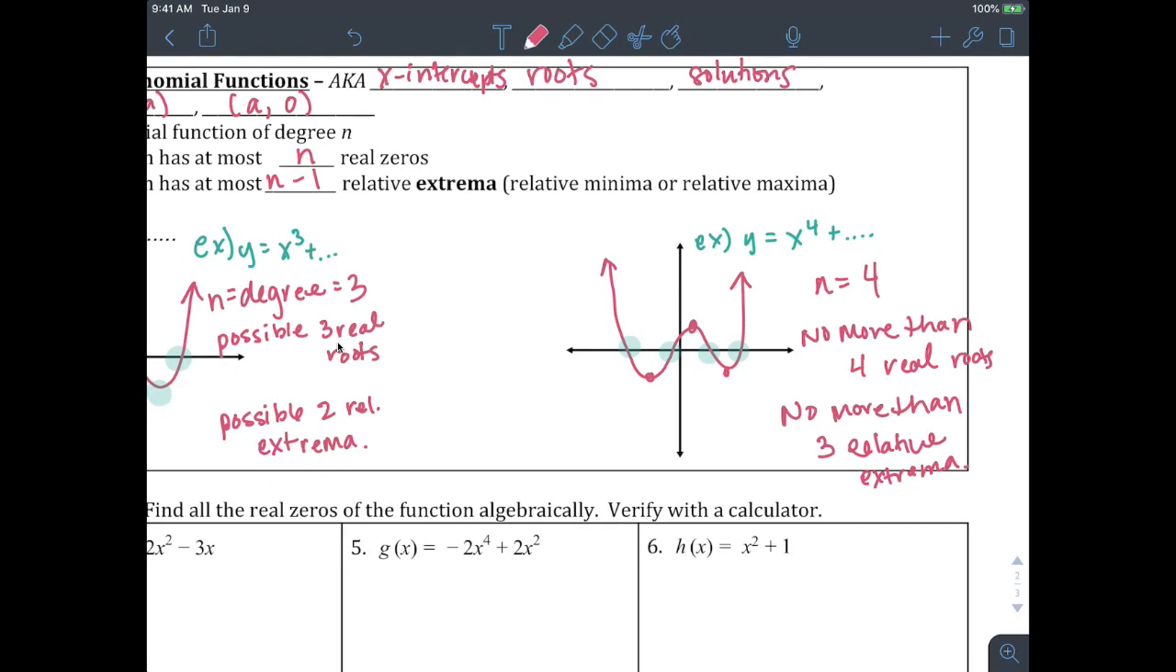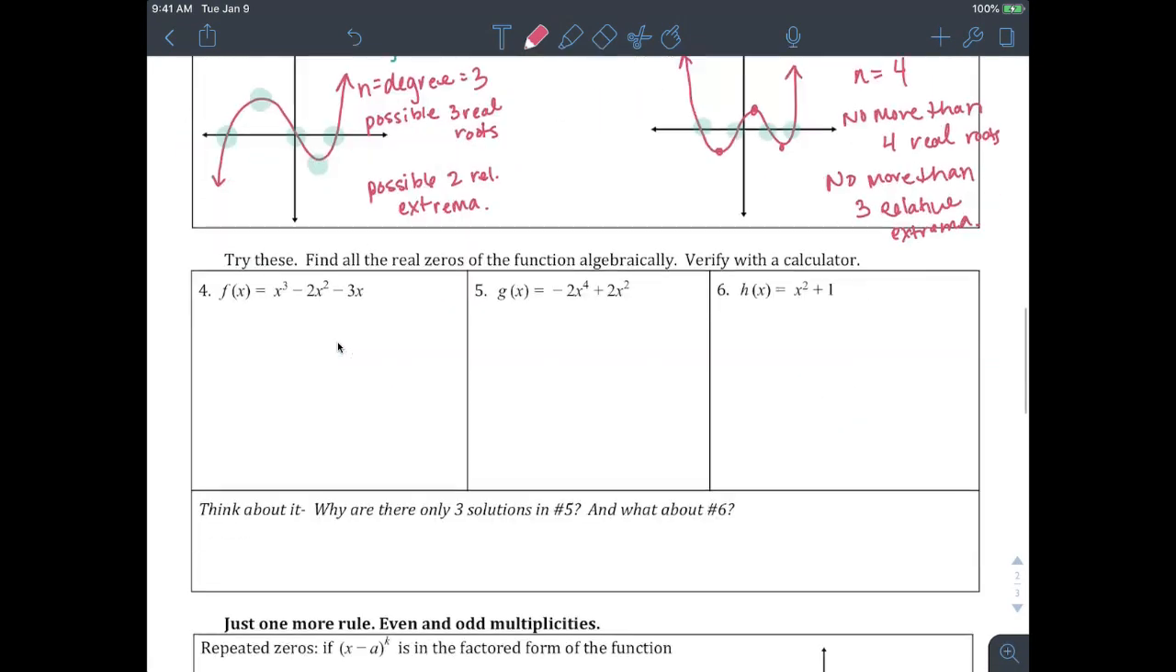All right. Find all the zeros of the function algebraically. You're going to do this on your paper, and then we're going to check all these answers. Here we go. I have, I'm going to factor out an x.